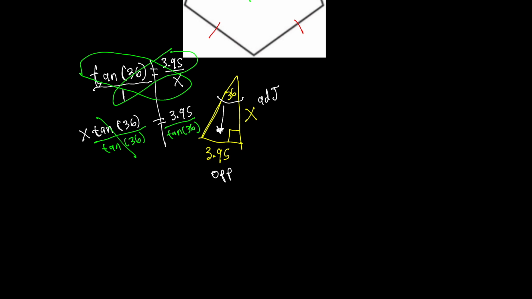To isolate x, I can divide both sides by a tangent of 36. And on the left hand side, the tangents are going to cancel out, isolating x. And on the right hand side, I gotta calculate 3.95 divided with tangent of 36, which is going to give me an approximation of about 5.4. So that's going to be the apothem.